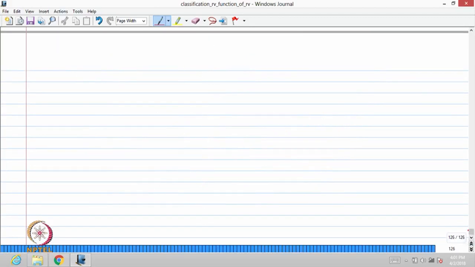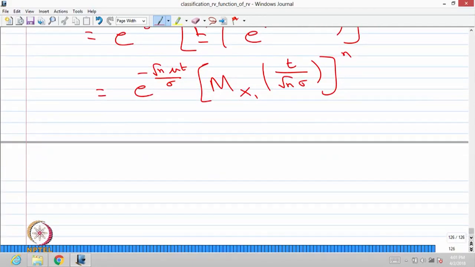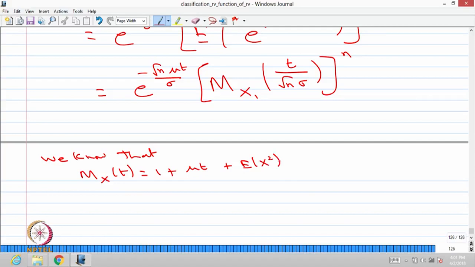Now we need the expansion of the MGF for any random variable, then we can substitute that. We know that the MGF of any random variable x can be written as 1 plus mu t plus expectation of x square t square by 2 factorial and so on. Again, you can write the expectation of x square as the variance of x, suppose the variance of x is sigma square, plus mean square. So, one can write the expectation of x square as sigma square plus mu square. I am going to substitute this a little later.